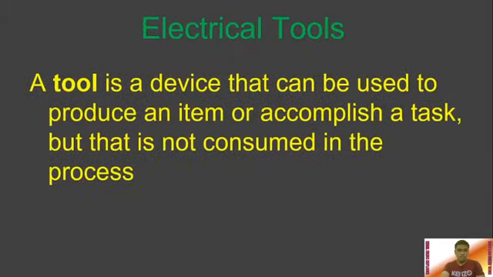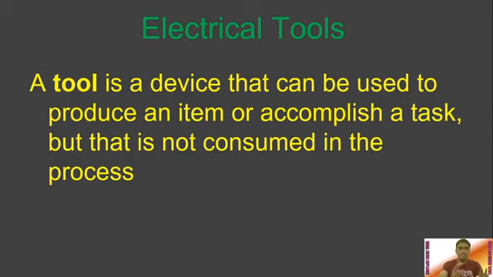First, we have the definition of a tool. A tool is a device that can be used to produce an item or accomplish a task but that is not consumed in the process. Meaning, we will use a tool to do work, to accomplish a task or to do a job, but after the job has been done, the tool will not be consumed. We will have the same number of tools that we have until we finish the work. So that is a tool.